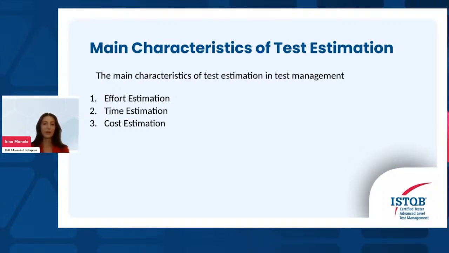As a third characteristic, I would bring up here cost estimation. Cost involves budgeting for test resources, tools, and infrastructure. It's essential to estimate these costs accurately to avoid budget overruns. For example, using a particular test automation tool may reduce effort but might increase costs. This has to be balanced.